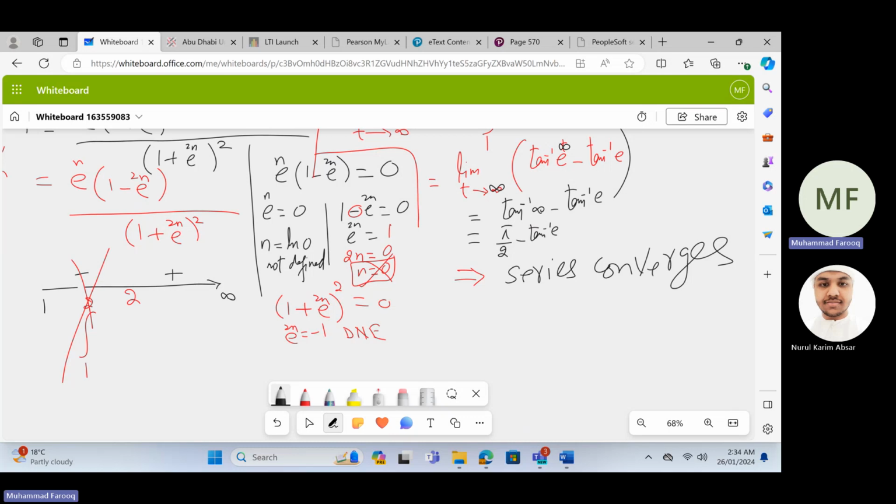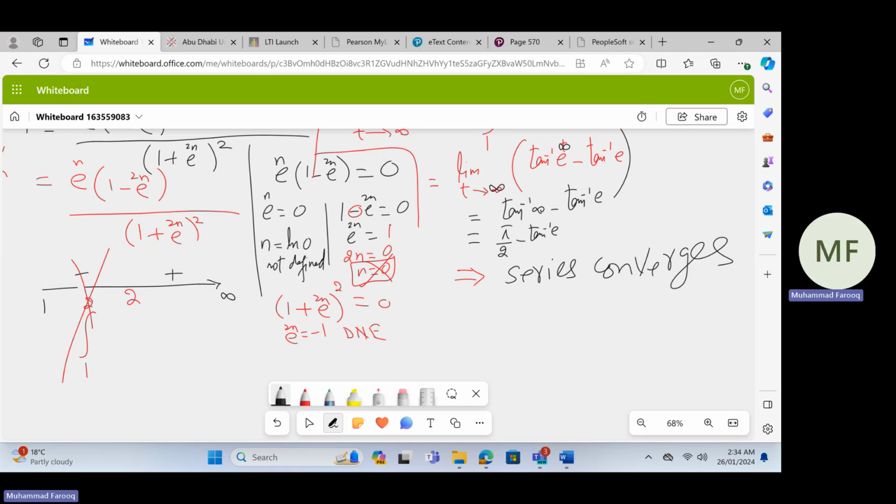And the decreasing you have done in Calculus 1: how do you check decreasing? First derivative. Get the idea? That's it. This is all about 9.3.